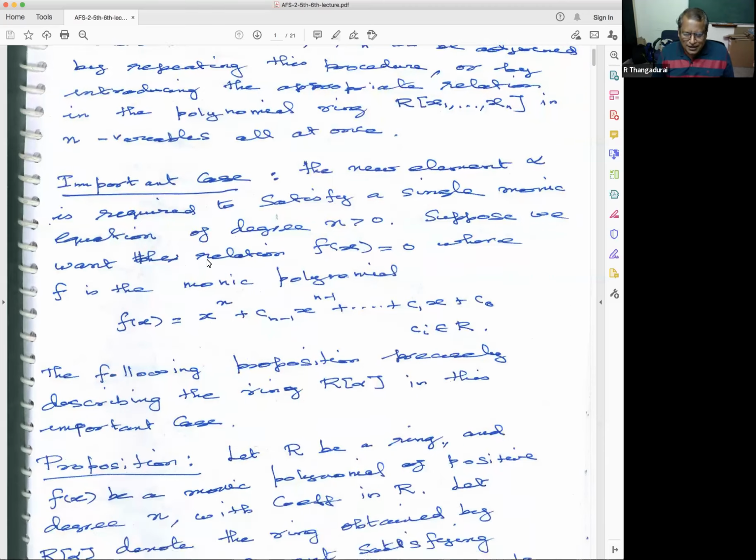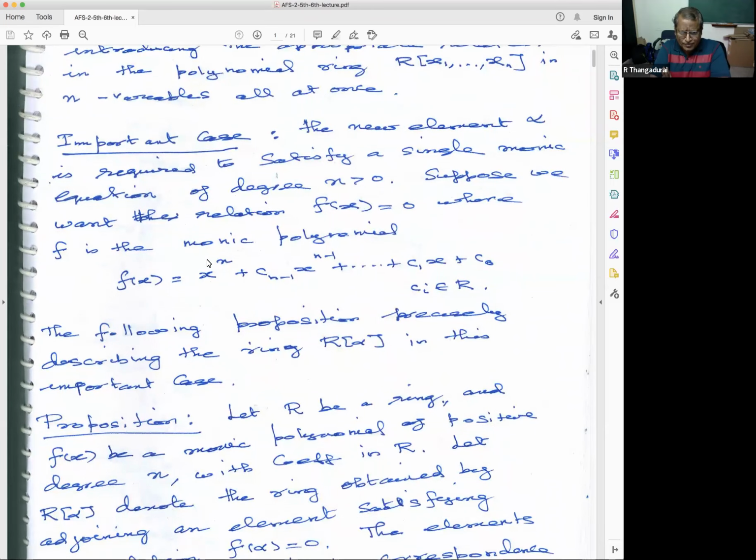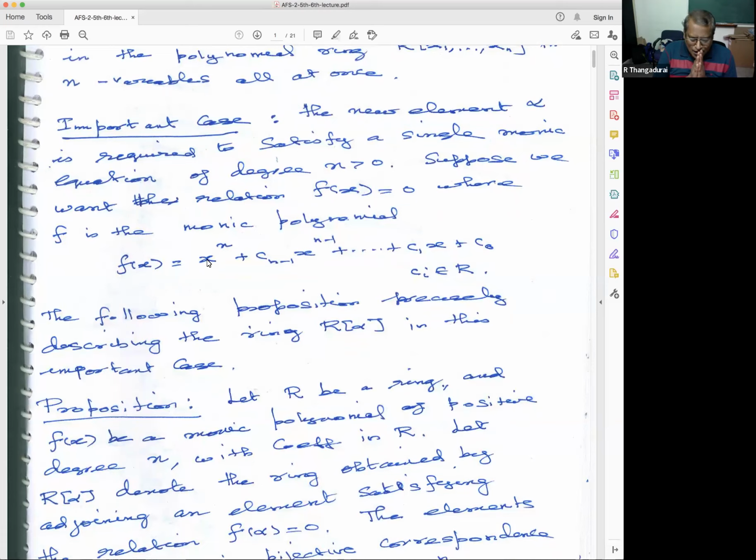The important case in this adjoining is when the relation satisfied by alpha is a polynomial relation, and it is a monic polynomial relation. That is an important case for us to study. The new element alpha is required to satisfy a single monic equation of degree n, which is positive. Suppose we want the relation f(x) = 0, where f is monic of this kind, with coefficients coming from the ring R. Then the following proposition precisely describes the ring R[alpha].